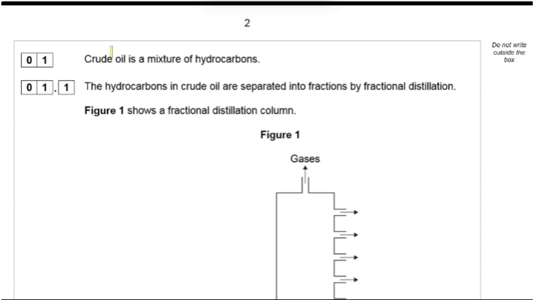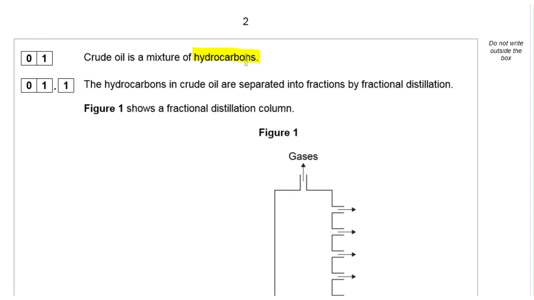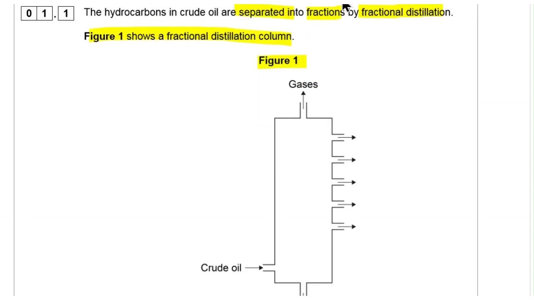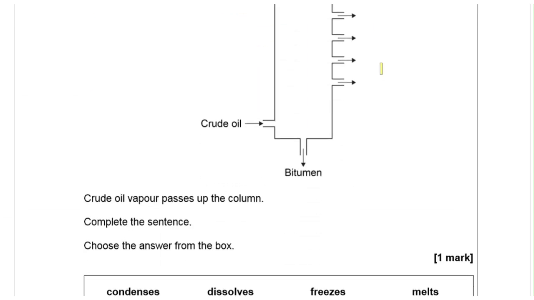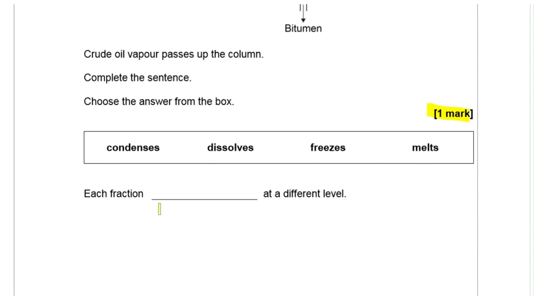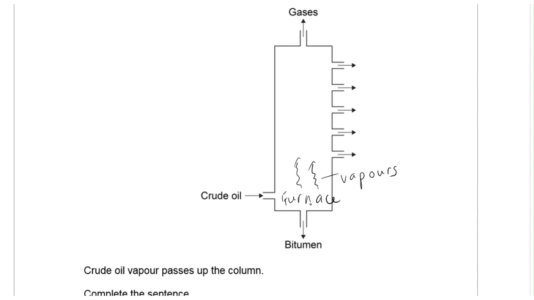Question 1. Crude oil is a mixture of hydrocarbons. 1.1. The hydrocarbons in crude oil are separated into fractions by fractional distillation. Figure 1 shows a fractional distillation column. Crude oil vapour passes up the column. Complete the sentence and choose the answer from the box. And this is for 1 mark. The words in the box are condenses, dissolves, freezes, melts. Each fraction something at a different level.